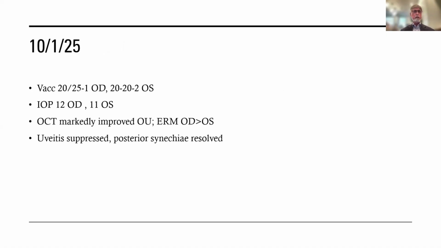So just a little more than a week ago, his visual acuity had improved to 20/25, -1 in the right eye, 20/20 -2 in the left eye. Again, intraocular pressure was normal at 12 and 11 respectively. His OCT showed markedly improved macular edema with persistence of the epiretinal membrane more in the right than the left eye. His uveitis was suppressed and the posterior synechiae had resolved.